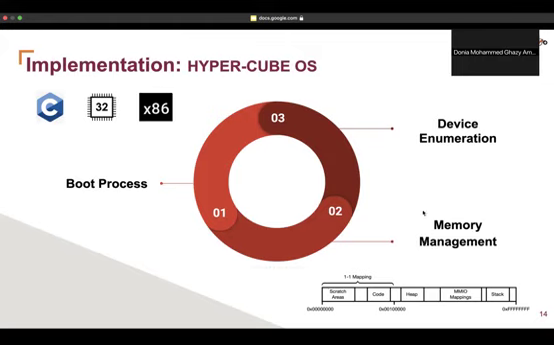The second is memory management, which uses a custom heap allocator and a one-to-one physical memory mapping for essential regions. The third stage is device enumeration. It detects the core components and uses bus scanning to register device memory regions for fuzzing, and actively scans all I/O ports to discover any hidden emulated devices. That's it for the OS.